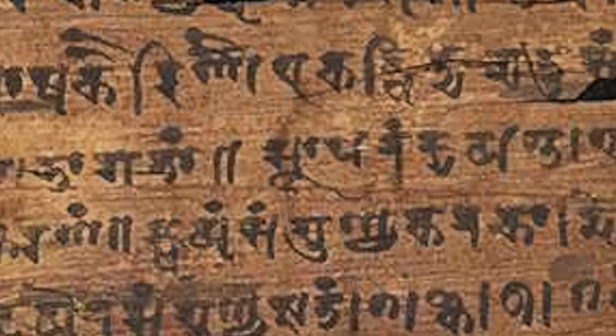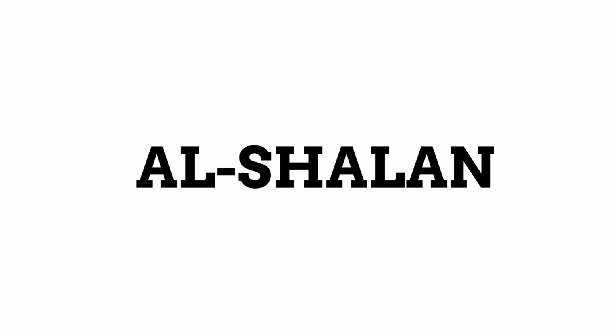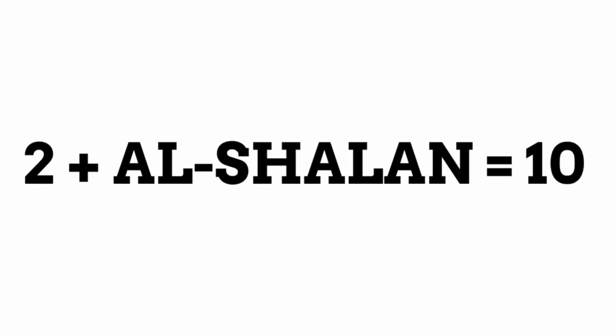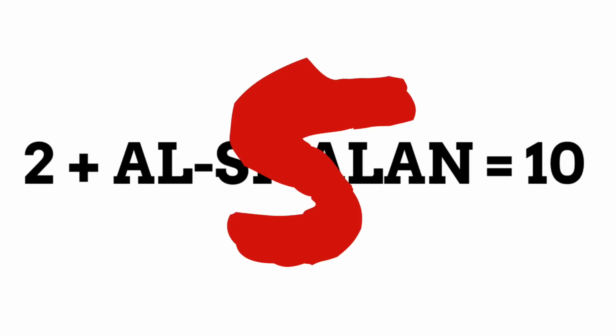One of the words that appeared frequently in these maths equations was the Arabic word al-shalan, which means unknown thing, where it would be used in sentences like 2 unknown things equal 10, with the unknown thing in this case being the number 5. Hey, look, we did some maths, neat.